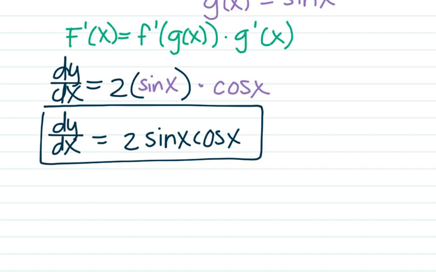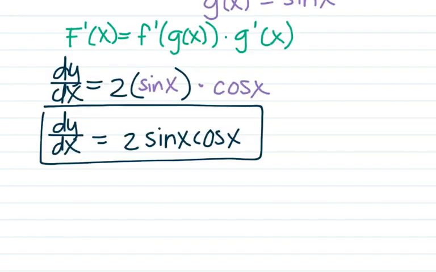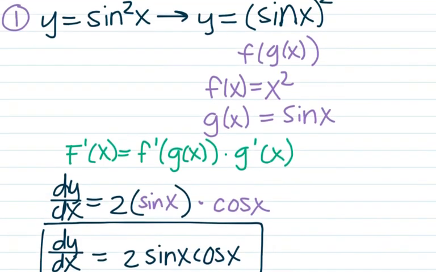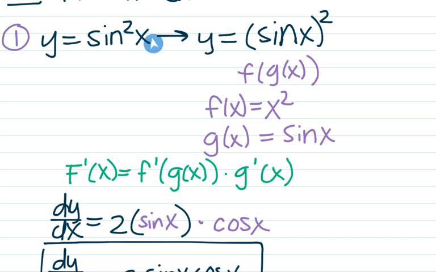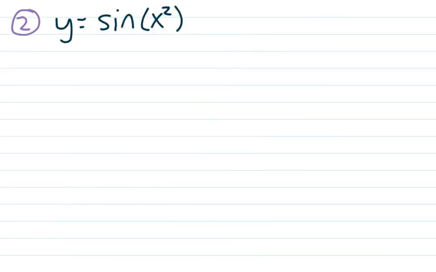Alright, so not so bad. And just a hint, these are going to get progressively more complicated. So that one was great. Now let's look at our second example. Okay, so for this one we're going to look at the function y equals sine of x squared. Okay, so notice this looks very similar to what we did, but not quite the same. So we had sine squared of x. Here we have sine of x squared.